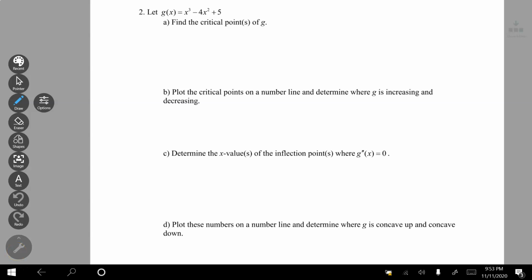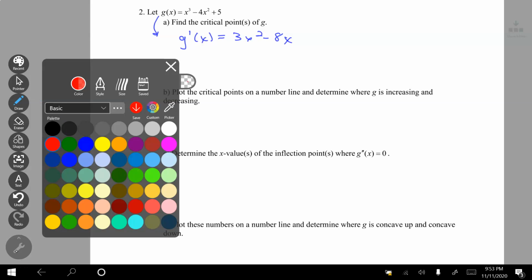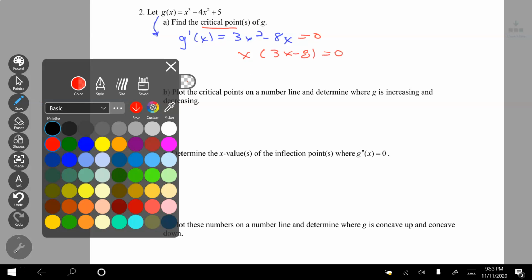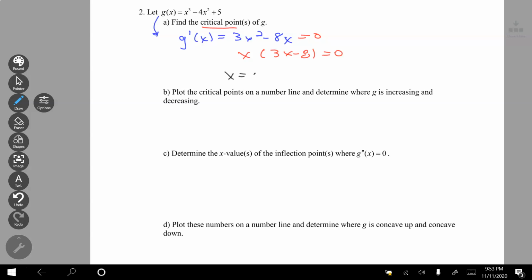Okay, here we go again. We're going to take a function. We're going to take its derivative, 3x squared minus 8x, and to find a critical point, I set this equal to 0. I can factor out an x, and I get x times 3x minus 8 is equal to 0, and I get 2 values for x as my critical points. The g prime had an x squared in it, so I should have 2 critical points.